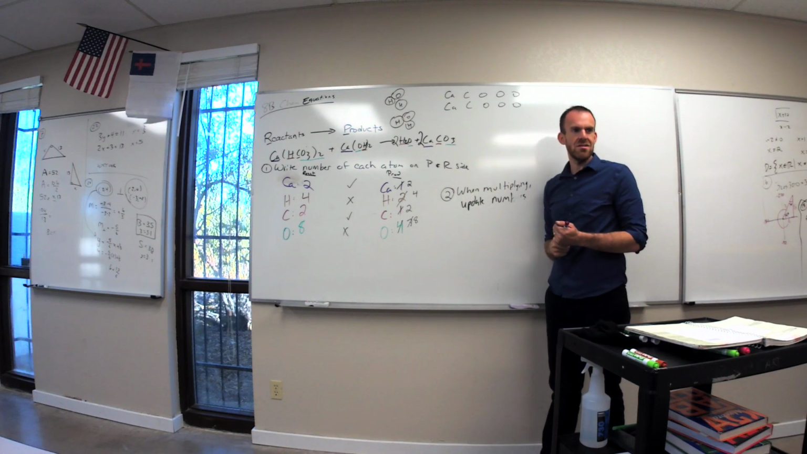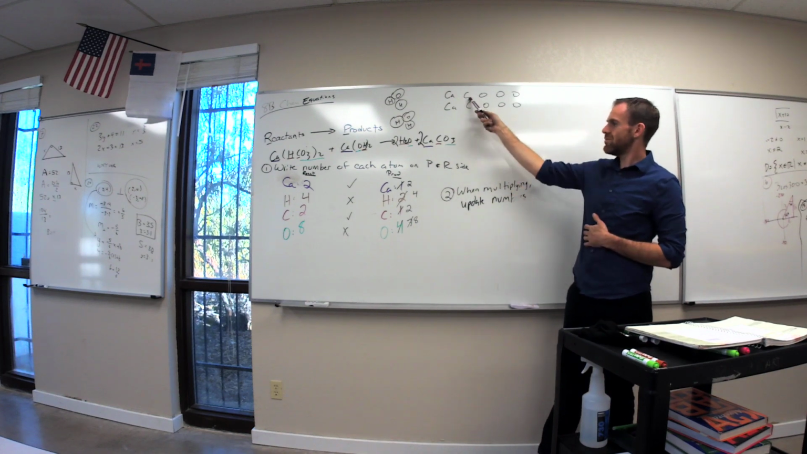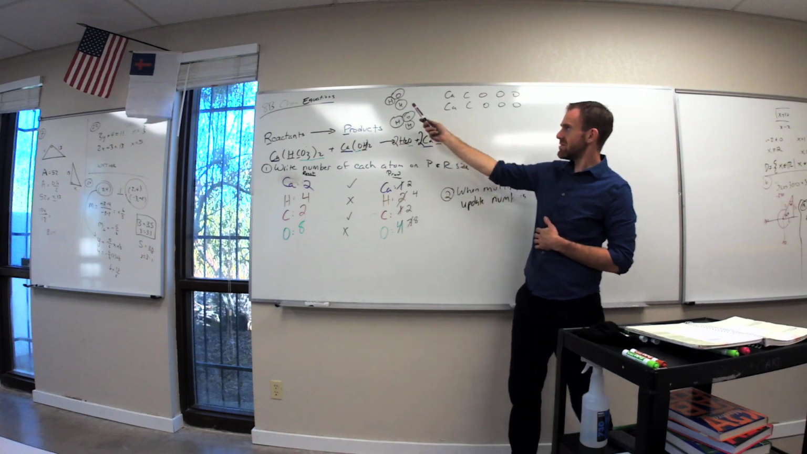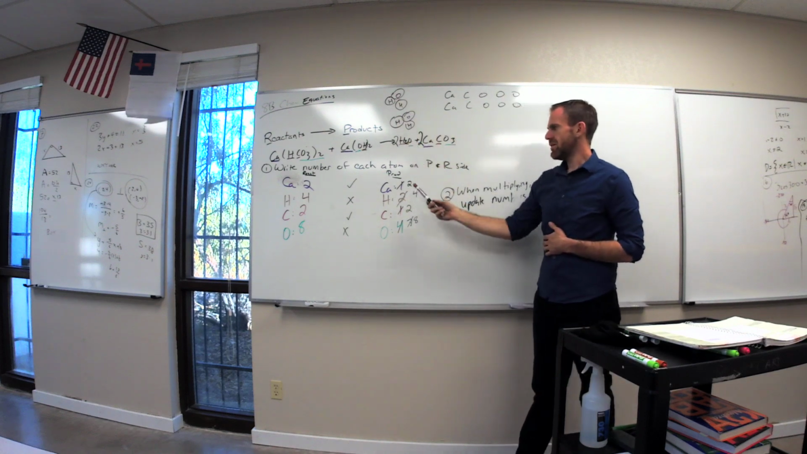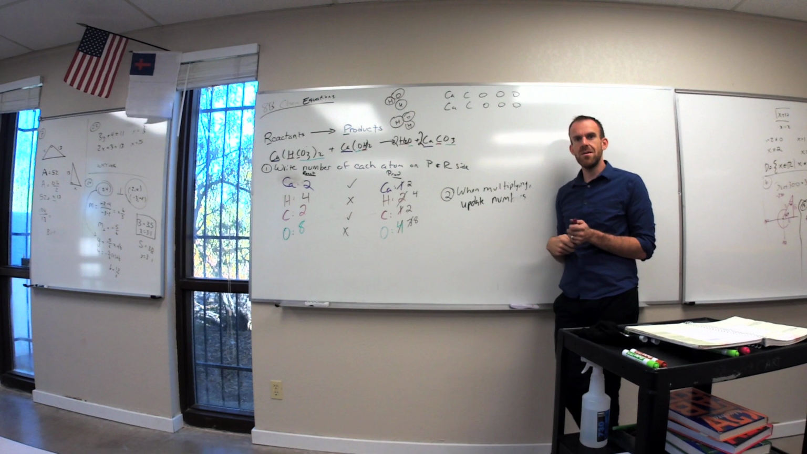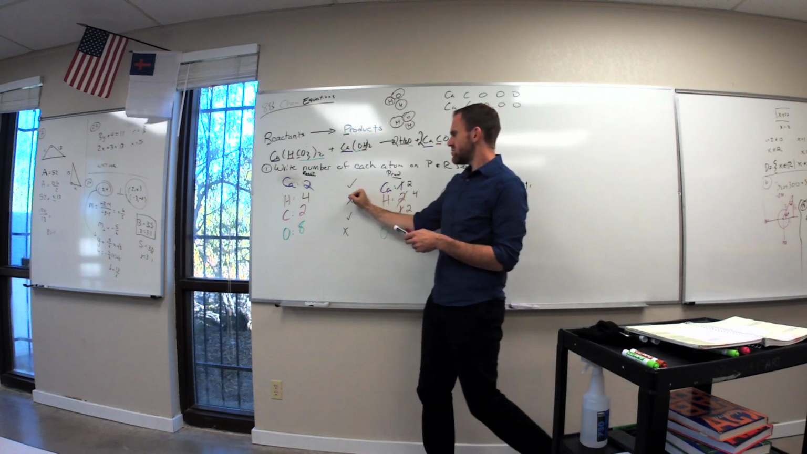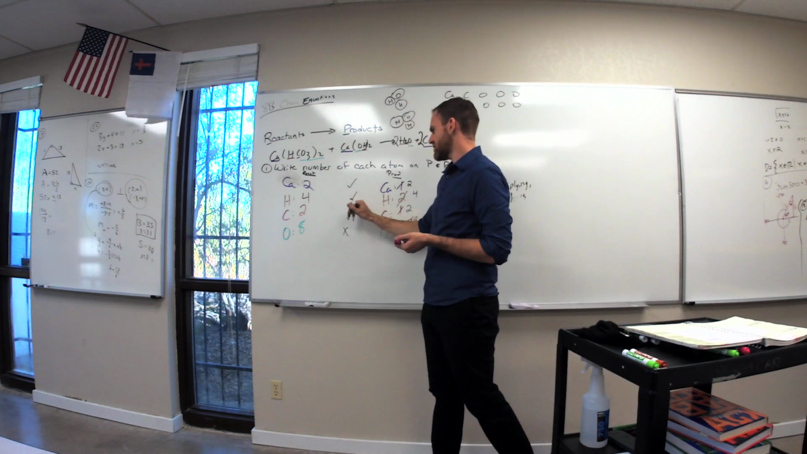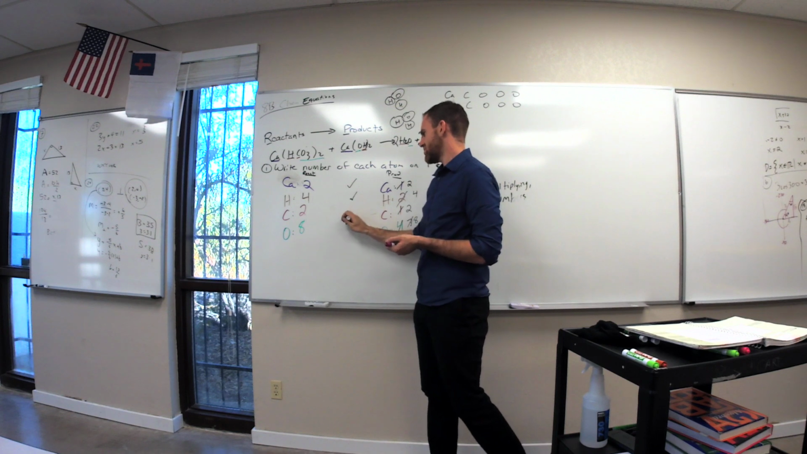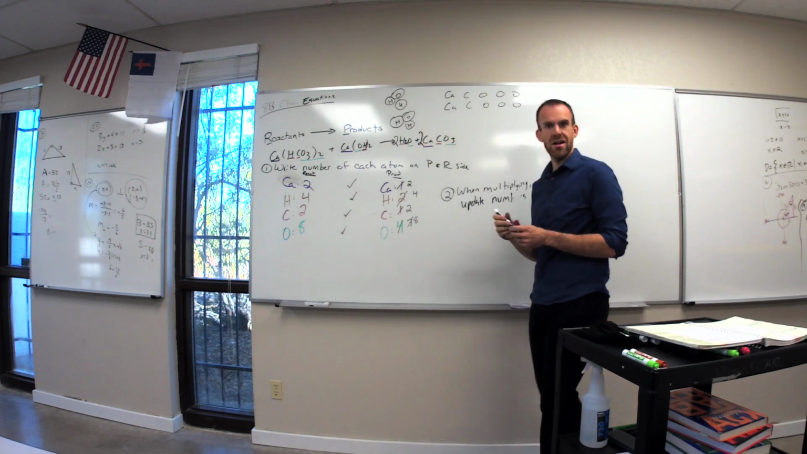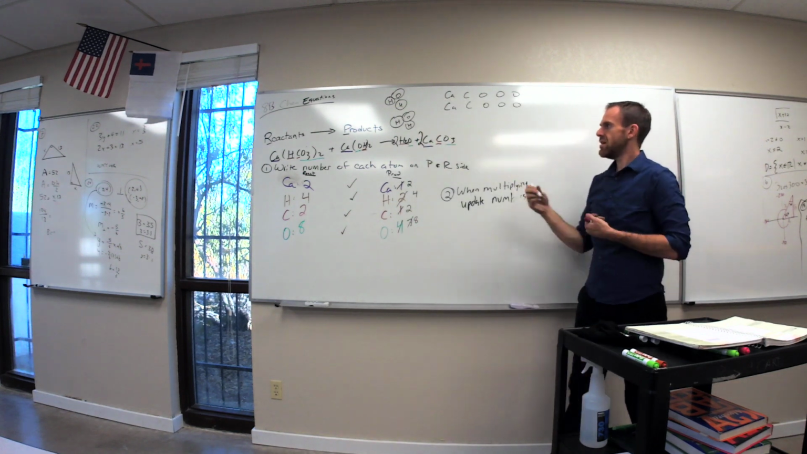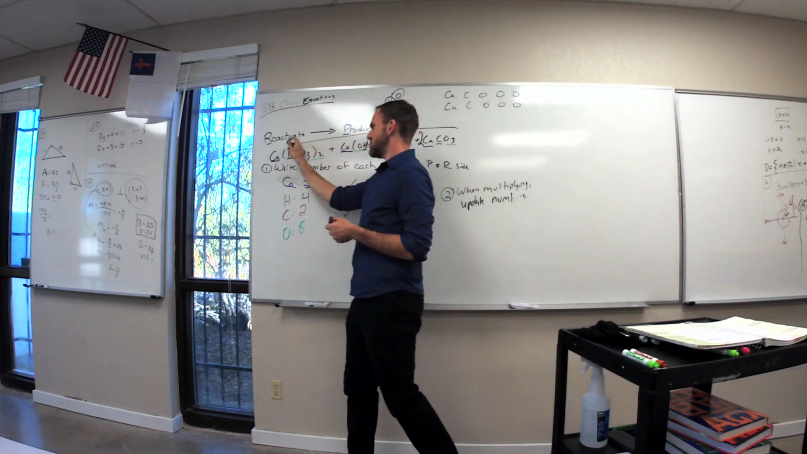8 oxygens. How many carbons? 1, 2. How many hydrogens? 1, 2, 3, 4. How many calciums? 1, 2. Is it balanced? This was wrong. It is now correct. This was wrong. Wait, that was right. This was wrong. Now it's correct. So this is our balanced chemical equation.